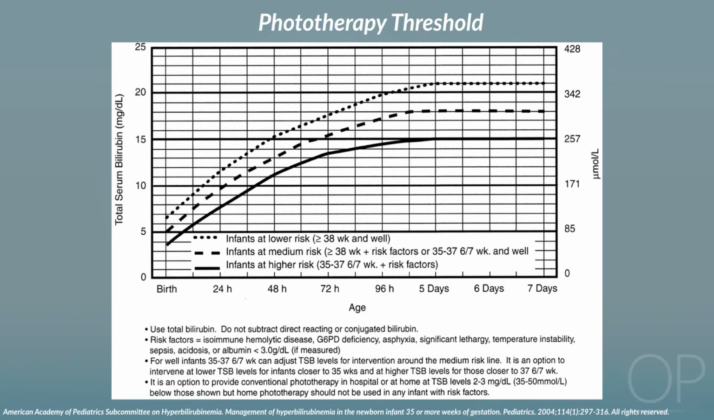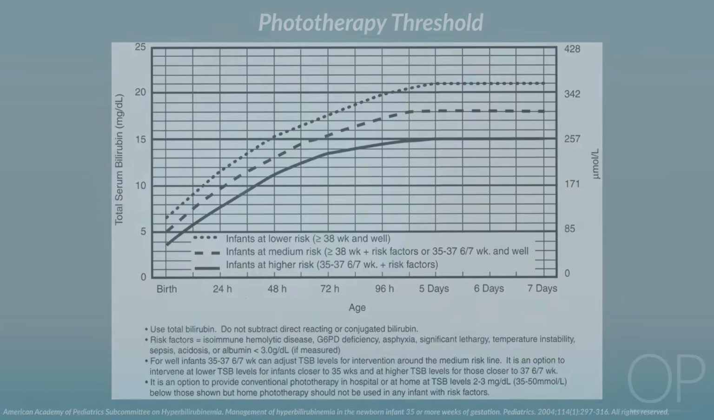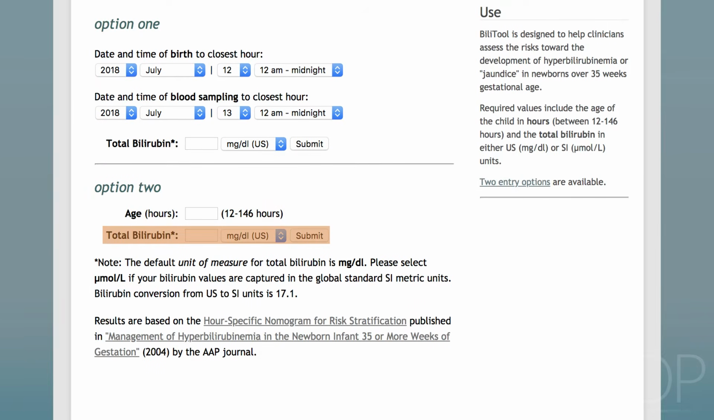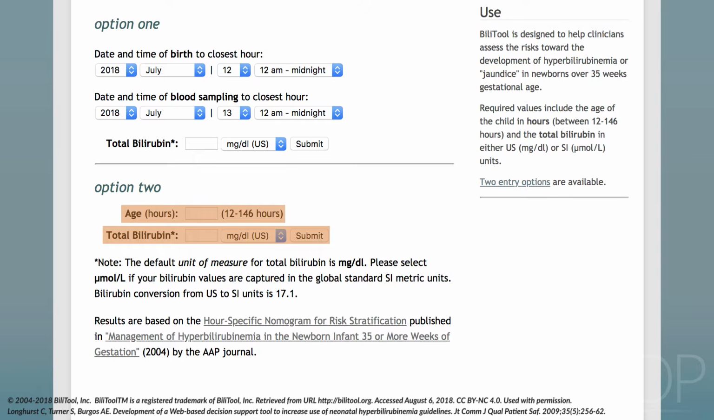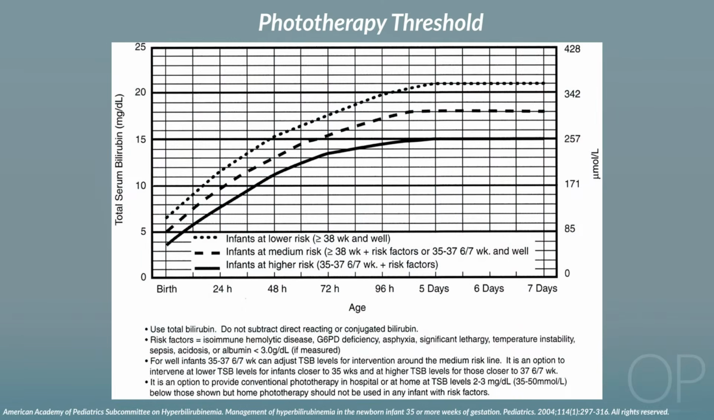The AAP nomogram, which can be downloaded from the primary literature or found at www.bilitool.org, defines treatment thresholds for hyperbilirubinemia in infants born at gestational age greater than or equal to 35 weeks. Enter the total serum bilirubin level and the age in hours at which it was measured, and the nomogram will give you the bilirubin threshold at which to initiate phototherapy. There are 3 curves, or 3 different thresholds at which to initiate, designated low risk, medium risk, and high risk.